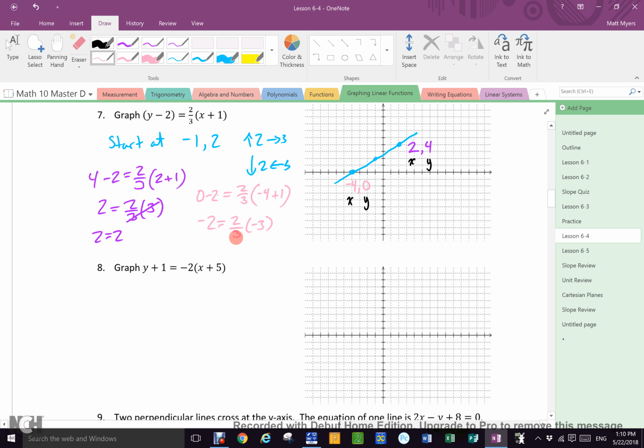What do I do with the 3's? Cancel. -2. Does -2 equal -2? So is that point correct? Everyone see how it works? Prove it. Do 8.